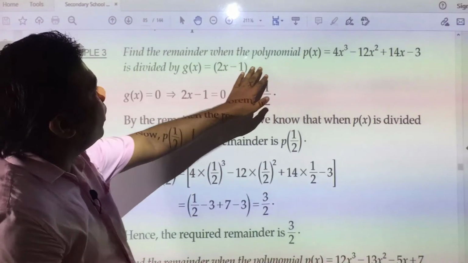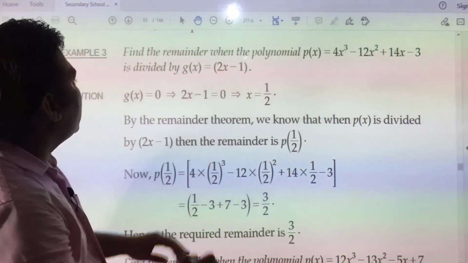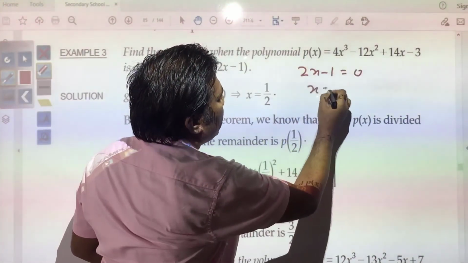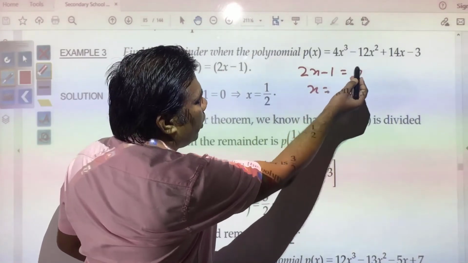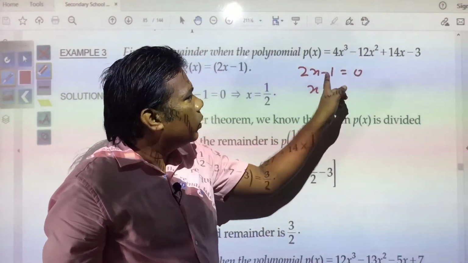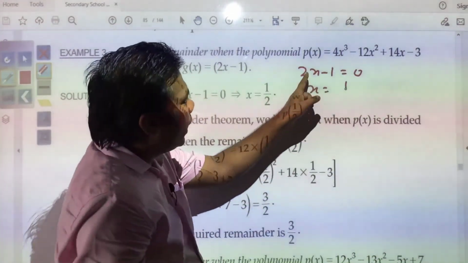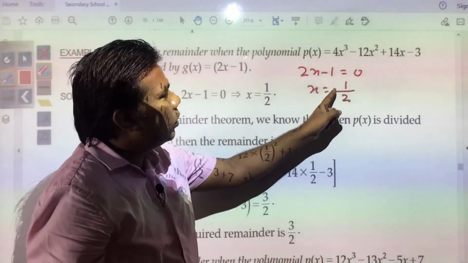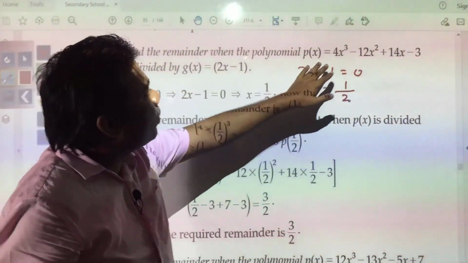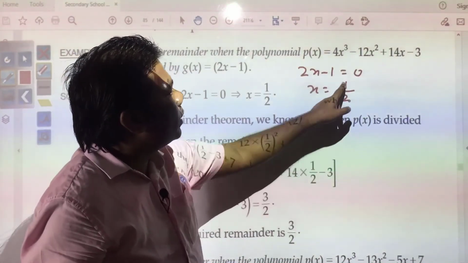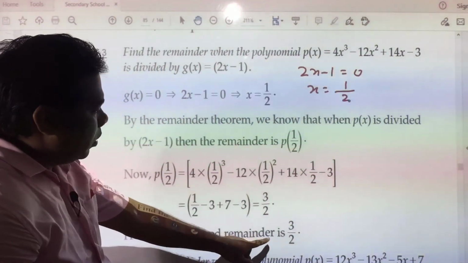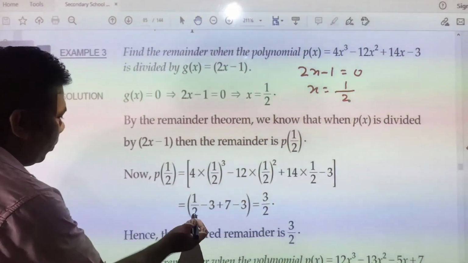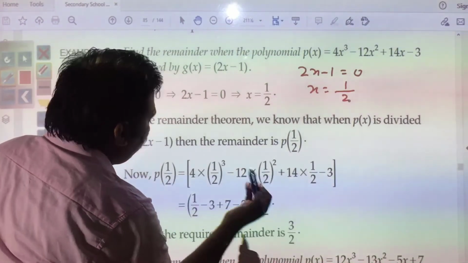Then find the remainder when the polynomial, the same thing is there, is divided by 2x minus 1. So, you need to do 2x minus 1 is equal to 0. So, x will be equal to, just see, minus 1 will be taken to the right side, so it will become plus 1, and the 2 multiplying x will go to the right side in division. So, x is equal to 1 by 2. Now, in this polynomial, just put the value x is equal to 1 by 2 and find what you will get, 3 by 2. This simplification you must know, and I hope you will be able to do it. Just find it out, and this will be your answer.